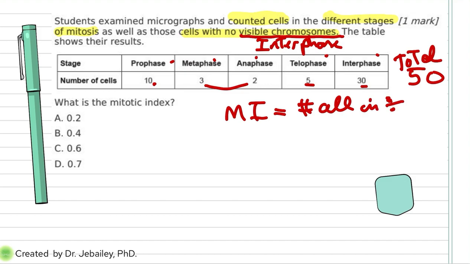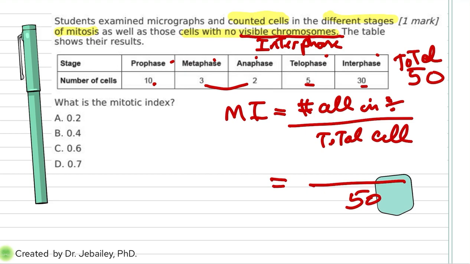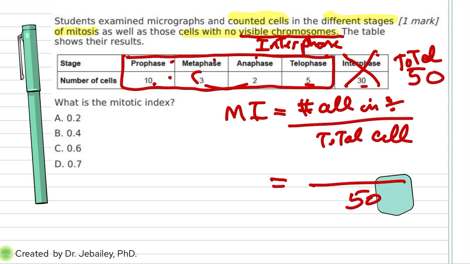They're being divided over the total amount of cells. We already figured out that the total amount is 50. Now count how many are going through division. We do not use interphase because interphase is a stage where there is no division happening. So we're only counting these. We have 10 plus 5 plus 5, that's 20.